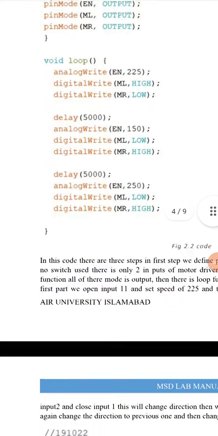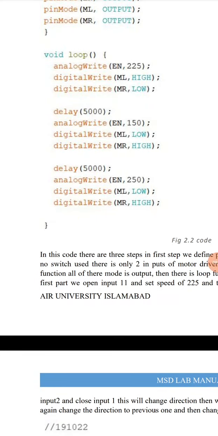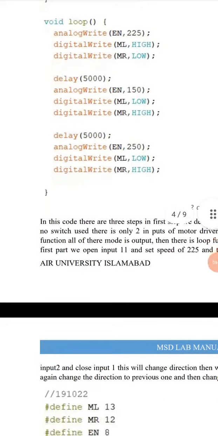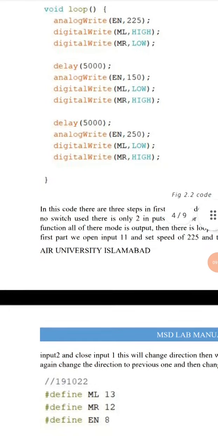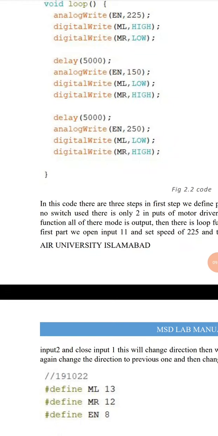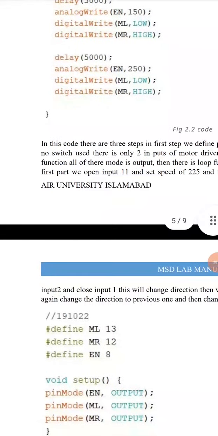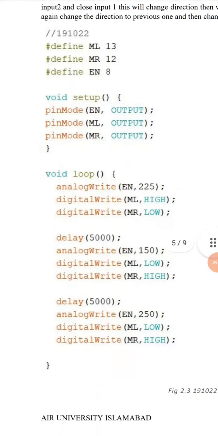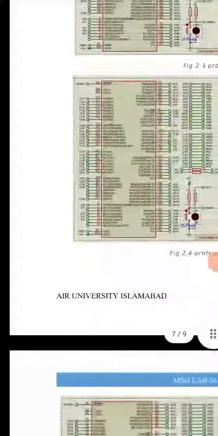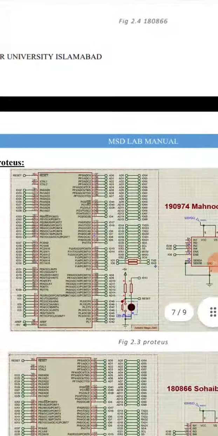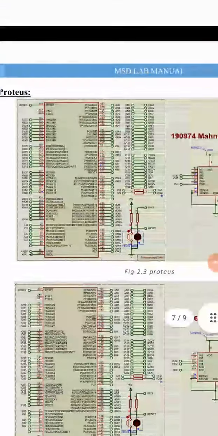And you can also see that we have used digital write for the motors and analog write for the enables, because the speed was changing but the motors were staying at a constant digital value. So that's why we used it. So this is a simple code and it's finished, and I hope you like it. If anything else, you can also make changes, and you can also check it on Proteus, as I have done in this.